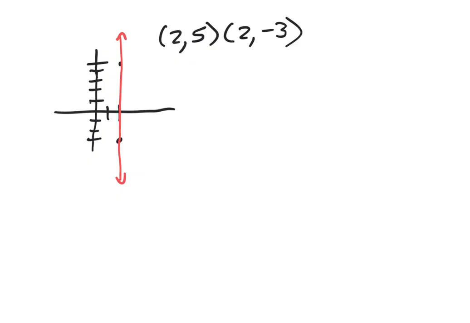We can always tell that a line's going to be vertical if the x values are the same. In this case, I could just look at those ordered pairs immediately and say they both have an x value of 2. So whenever my x value is the same, what's the slope of a vertical line? Undefined, every time. Anytime we have a vertical line, my slope is always undefined.